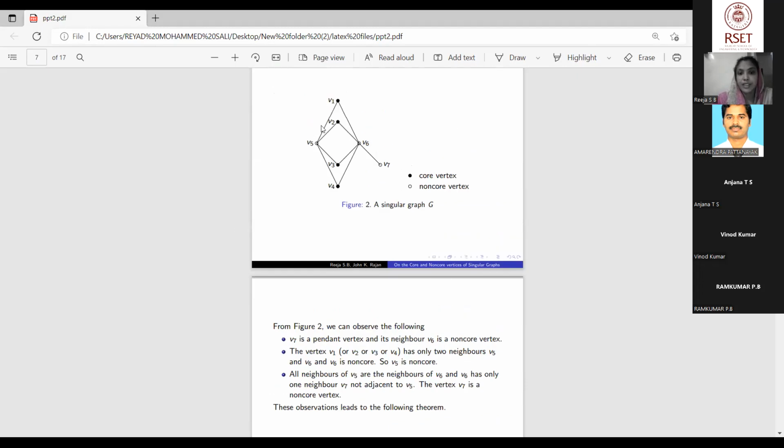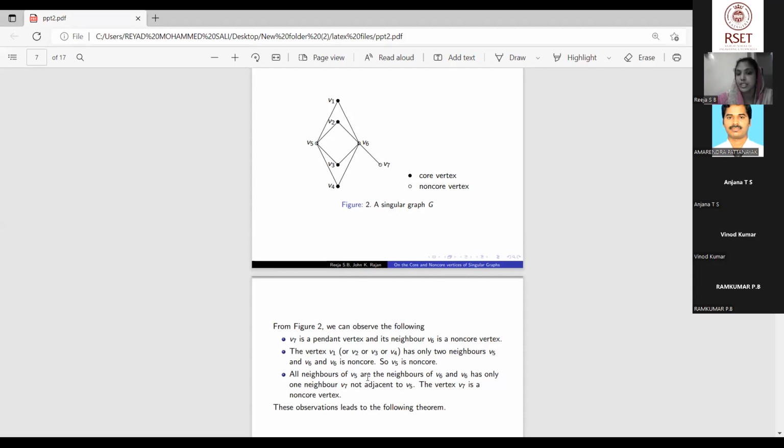From figure 2, we can observe the following. v7 is a pendant vertex and its neighbor v6 is a non-core vertex. Second observation, the vertex v1 or v2 or v3 or v4 has only two neighbors, v5 and v6. v6 is a non-core, so v5 is a non-core vertex. Third observation, all neighbors of v5 are the neighbors of v6, and v6 has only one neighbor, v7, not adjacent to v5. The vertex v7 is a non-core vertex.